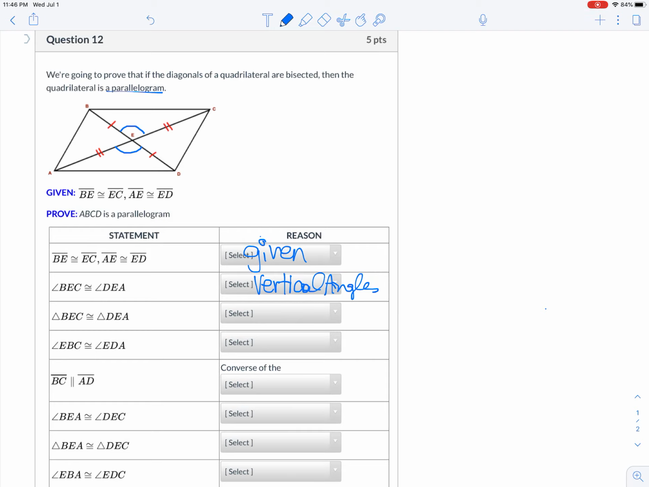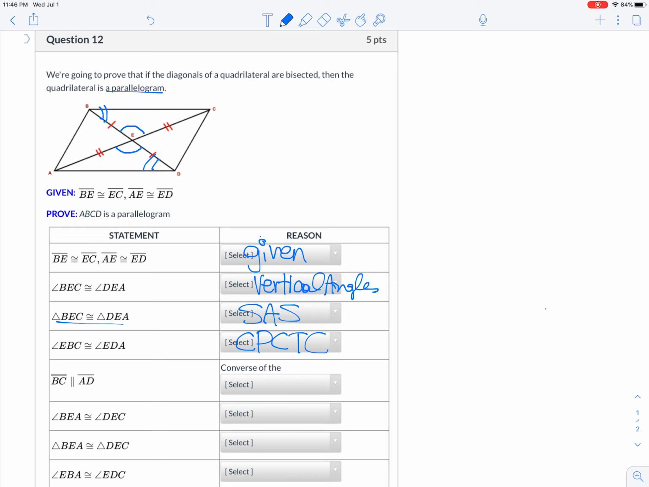Wow, a triangle congruent statement already. That's because of SAS. And always after a congruent triangle statement, some parts of that congruent triangle are going to be congruent. The corresponding parts, CPCTC, which ones are they? Angle EBC and EDA. I'll make 2 marks there.